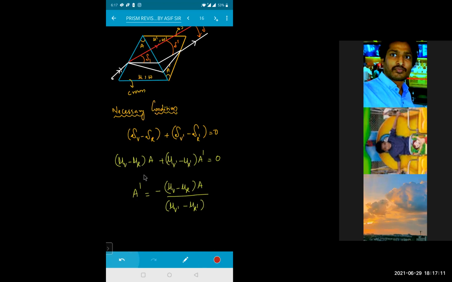Is that understood? So what should be the angle of the second prism which is combined, so that it may have deviation but no dispersion? Or it may have a deviation without dispersion. A' must be equal to (μv minus μr) into A divided by (μv' minus μr'). This is your necessary condition. Is that clear?